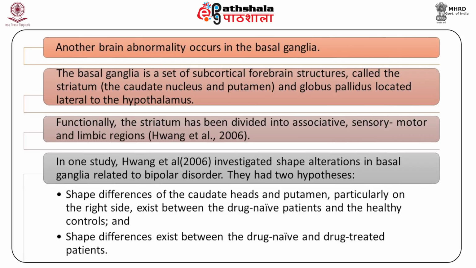In one study, Huang investigated shape alteration in basal ganglia related to bipolar disorder. They had two hypotheses. First, shape differences of the caudate heads and putamen, particularly on the right side, exist between the drug-naive patients and the healthy controls. And the second hypothesis is that shape differences exist between the drug-naive and drug-treated patients. To test their hypotheses, they imaged the brains of 49 bipolar disorder patients, including 21 drug-naive and 28 drug-treated, and 37 healthy controls using magnetic resonance imaging, which is called MRI.